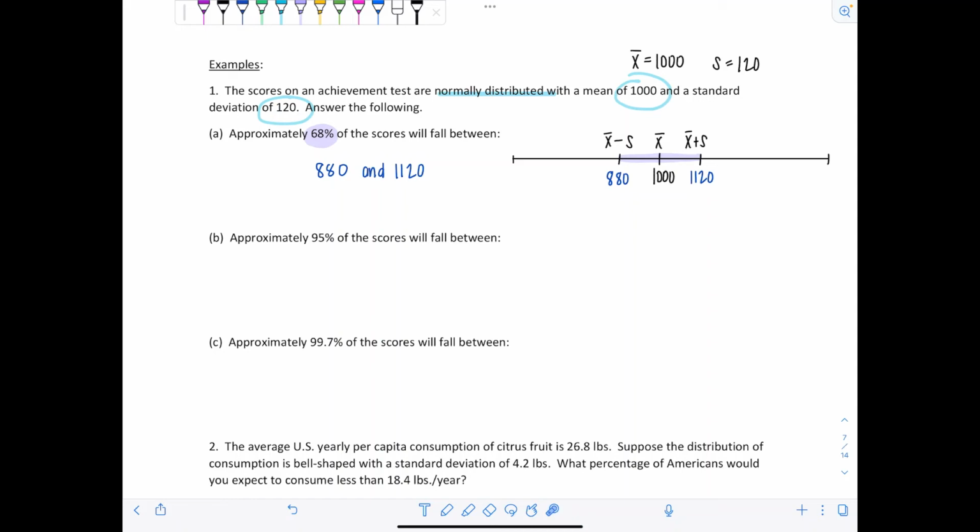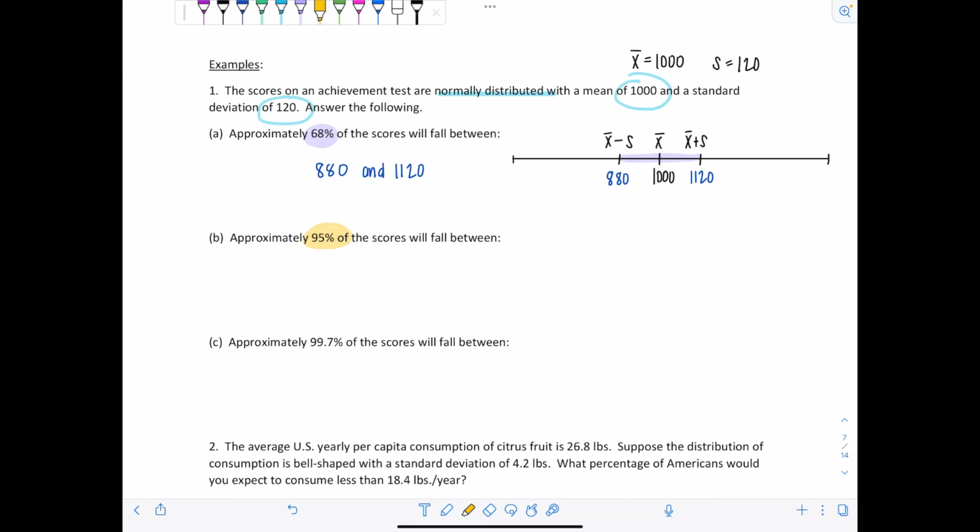Don't worry, they won't ask you anything other than 68, 95, or 99.7. They won't say, what do 65% of the scores fall between? You would need some other tools that we haven't learned yet. So when you're using the empirical rule, you're only going to be asked percentages that correspond to the values that we have, okay? Next part asks us 95% of the scores will fall between.